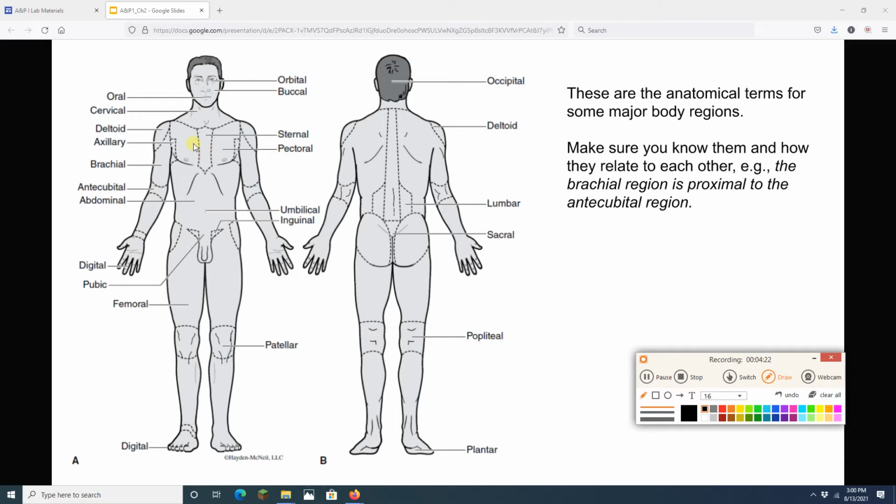So definitely go over these. Fill out that table on page 13. That is one of your assignments.